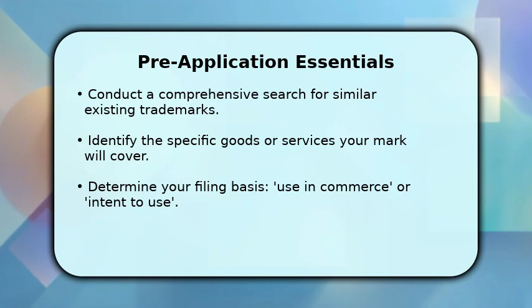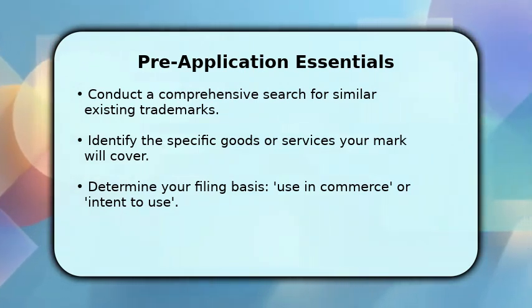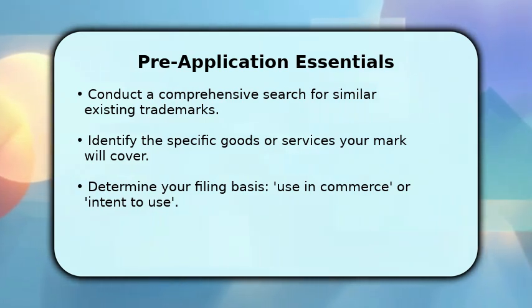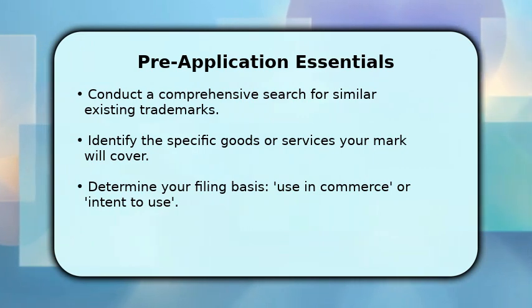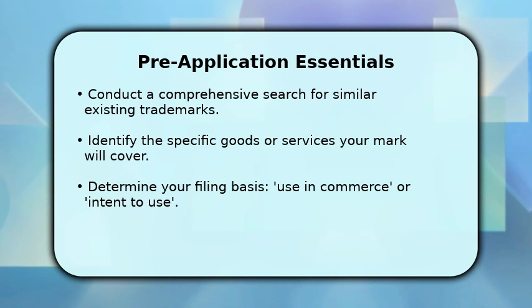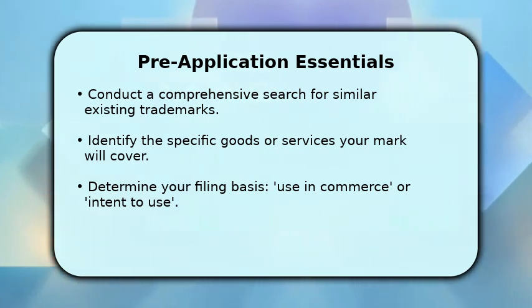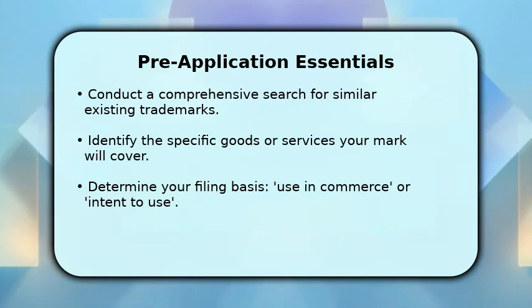Before you file, a thorough trademark search is essential to avoid conflicts. Utilize the USPTO Trademark Electronic Search System, or TESS, to check for similar marks. You must precisely identify the goods or services your trademark will cover, categorized into specific classes. Decide if your mark is already in use or if you have a genuine intent to use it. Finally, compile all required ownership and contact details for your application.